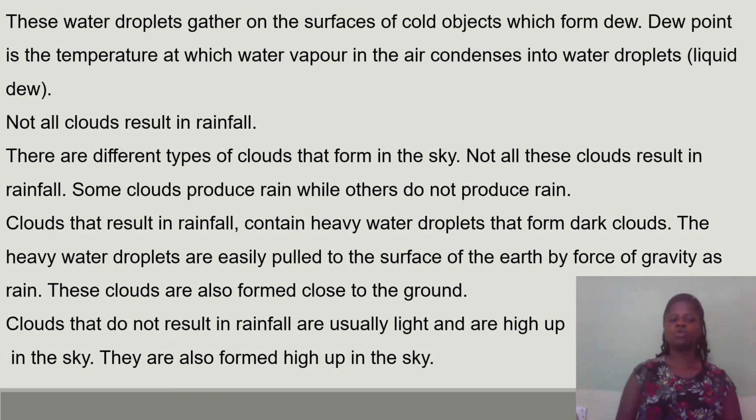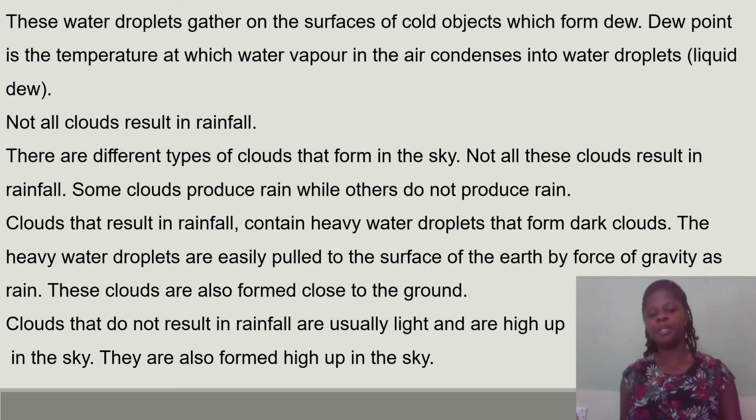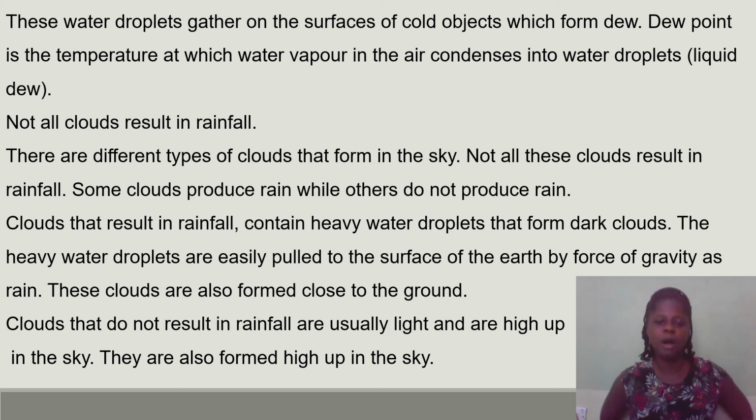Okay, so not all clouds form rainfall. There are different types of clouds that form in the sky. Not all the clouds result in rainfall. Some clouds produce rain while others do not. Clouds that result in rainfall contain heavy water droplets that form the dark clouds, and the heavy water droplets are easily pulled to the surface of the earth by force of gravity. Okay, the clouds that do not result in rainfall are usually light and high up in the sky, right?